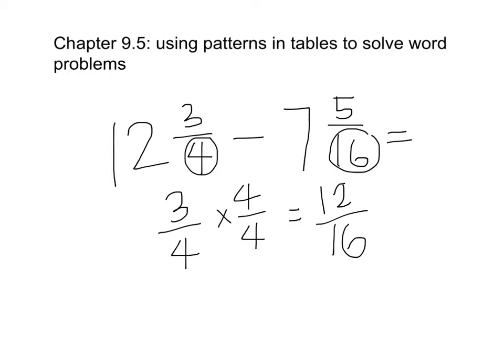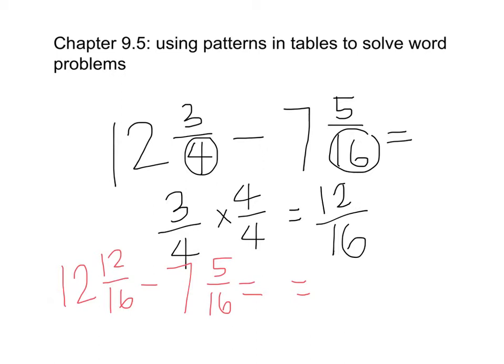So I need to look for like denominators, right? I need to make my two fractions have the same denominators. So what do I do next? Now that I know that 3/4 is the same as 12/16, then you could rewrite the problem. Okay, so let's rewrite the problem in red. 12 and 12/16 minus 7 and 5/16. And that equals 5 and 7/16. Did you subtract the whole numbers first or the fraction part first?